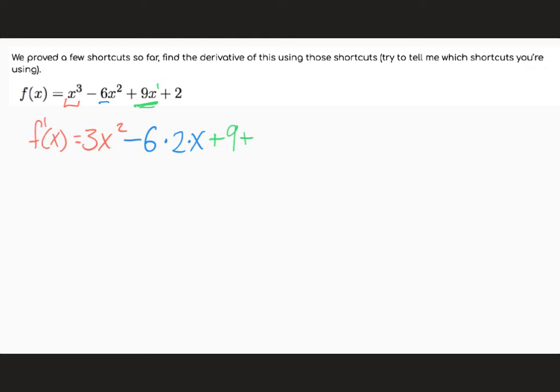And then finally, we have a constant at the end. The derivative of a constant is 0. My simplified answer for this is 3x squared minus 12x plus 9. At this point, we are done. That is the derivative of this polynomial.